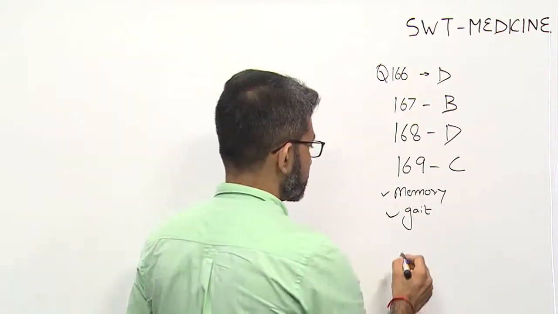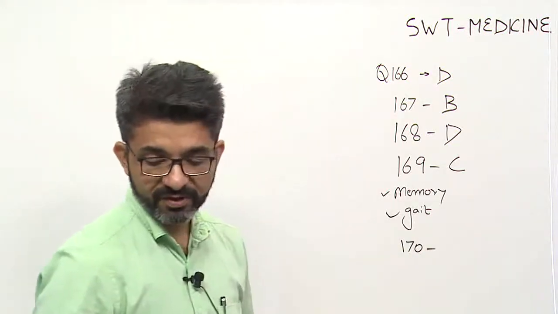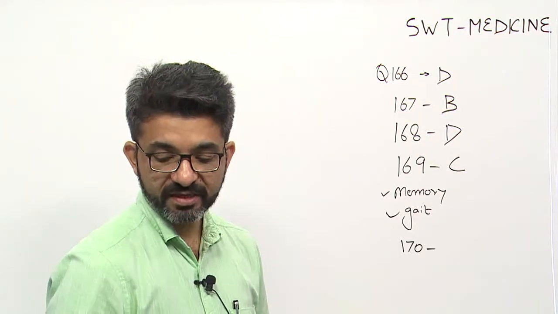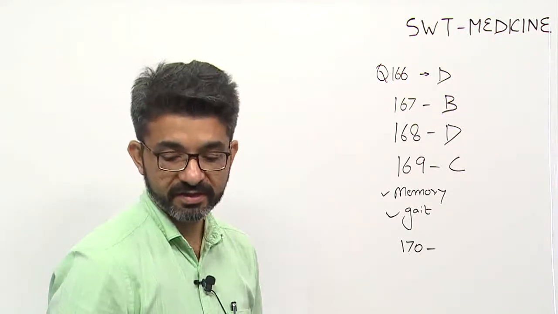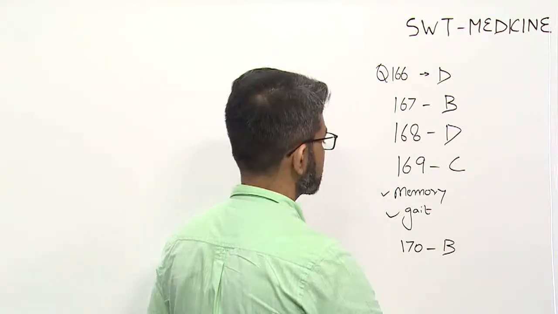Question number 170. Which of the following are selective myosin activators? It is omecamtiv mecarbil. Answer is B. No need to explain this again.